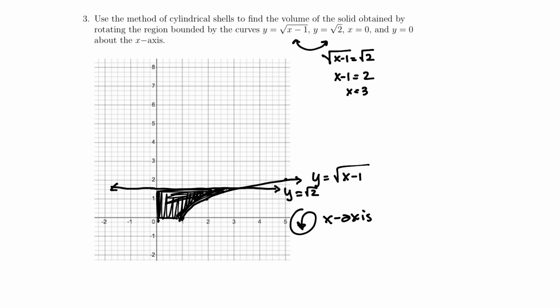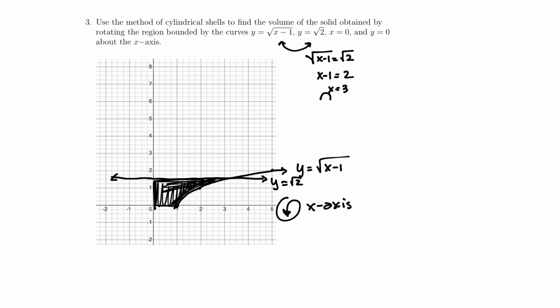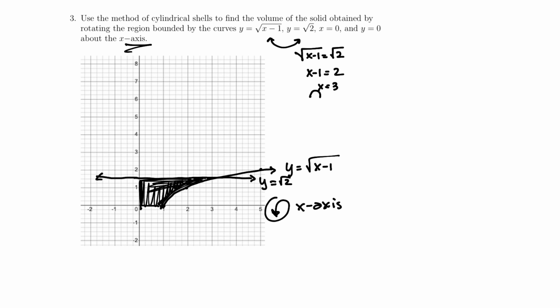But we're going to do cylindrical shells right now. With cylindrical shells, if you're going around the x-axis, you want to be integrating with shells with respect to y. So when I go to set up my integral, we are going around the x-axis, so I want to integrate with respect to y. That tells me my limits have to be y value limits, which are going to be what? 0 to square root of 2.